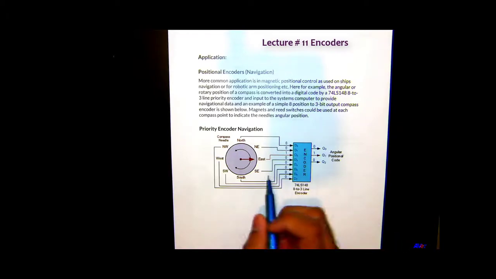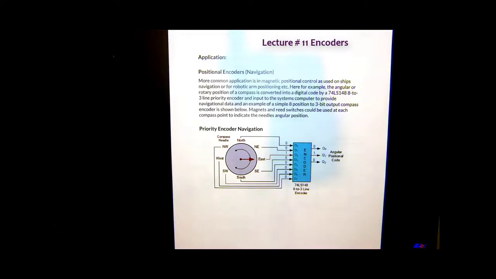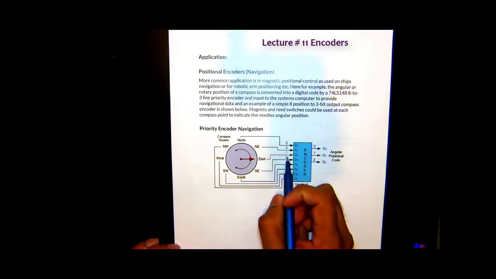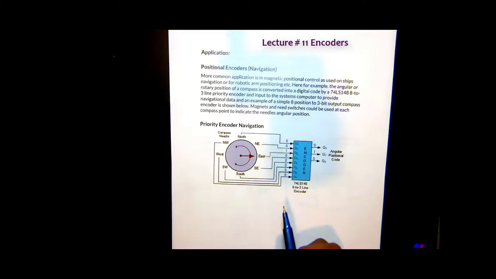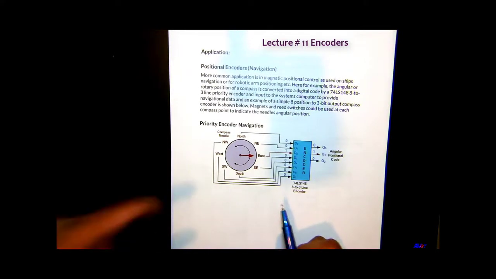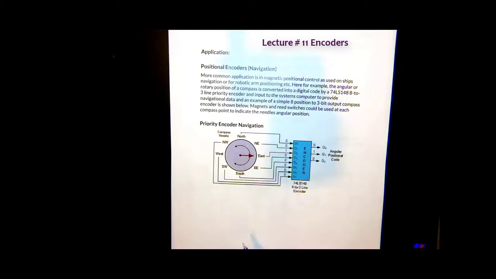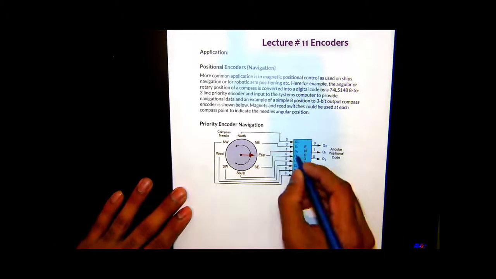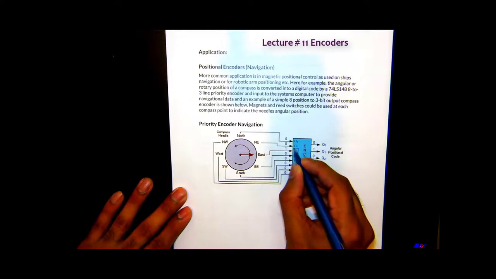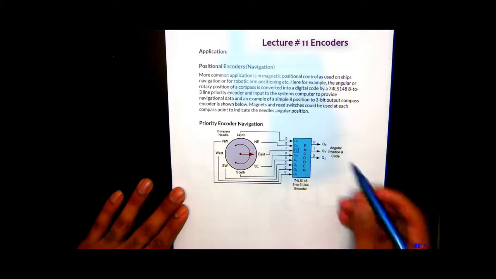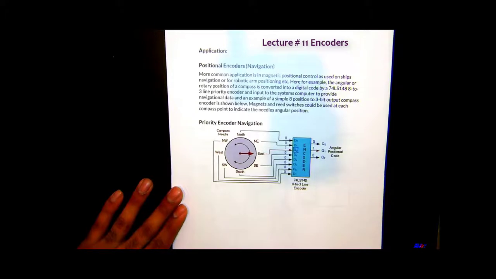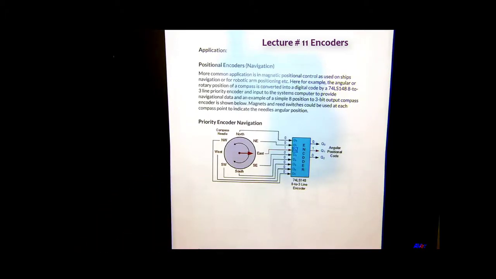Because the needle is pointing towards the east direction, D2, the data going into data line 2, is 1, and it's 0 for the rest of the other combinations. What it generates at the output is the binary code of the line for which the output is high. So D2 is high, and the binary code for D2 is 10, so it generates 0, 1, 0. Now, what is the relationship between the inputs and outputs in an encoder?